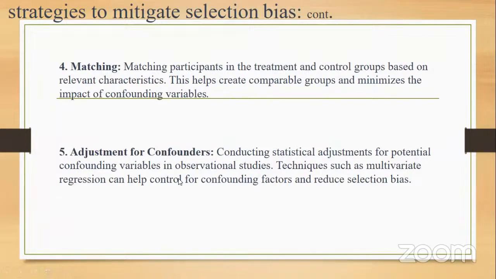If we are suspecting potential confounders between the groups in observational studies, we will try to adjust for that, and we can use multivariate regression and adjusted analysis when we are conducting our final representation of the result.